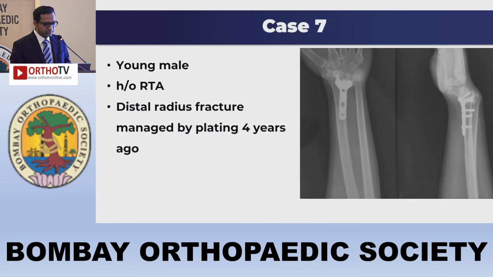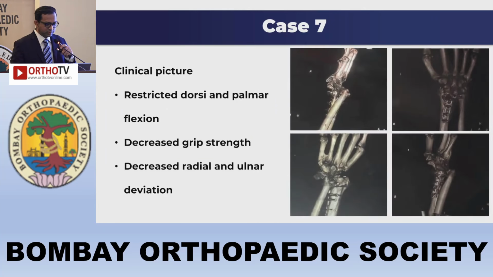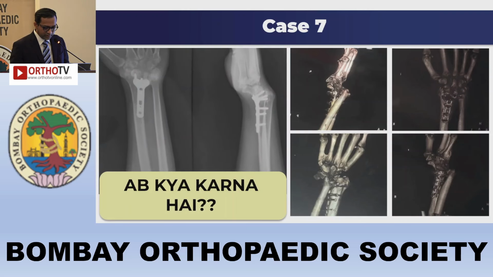Four years back, managed with a plate. Now restricted dorsiflexion, palmar flexion, grip strength, and pronation and supination is also grossly restricted. This boy had some muscle weakness on the left side since birth. The left side has a poor grip, a spastic hand, and on the right side he got fractured, and four years after he was symptomatic. The plate has gone into the radiocarpal space.